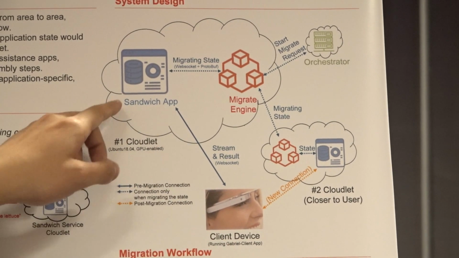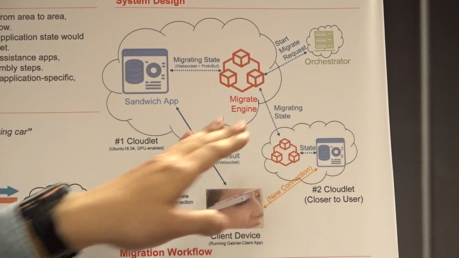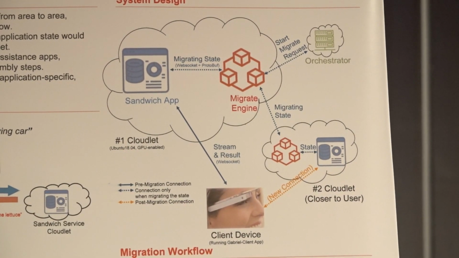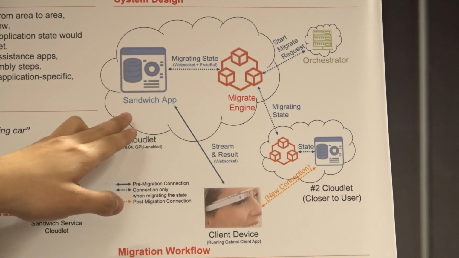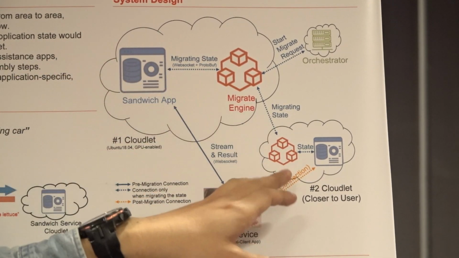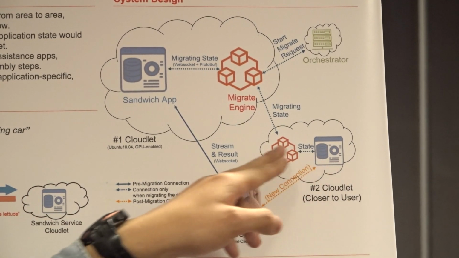A standard workflow would be: there is a connection between the client side and the sandwich application, and the orchestrator somewhere will send the request to the migrate engine, and the migrate engine will talk to the sandwich application to extract the state and migrate it to the new cloudlet, and then the client side will reconnect to the new cloudlet.